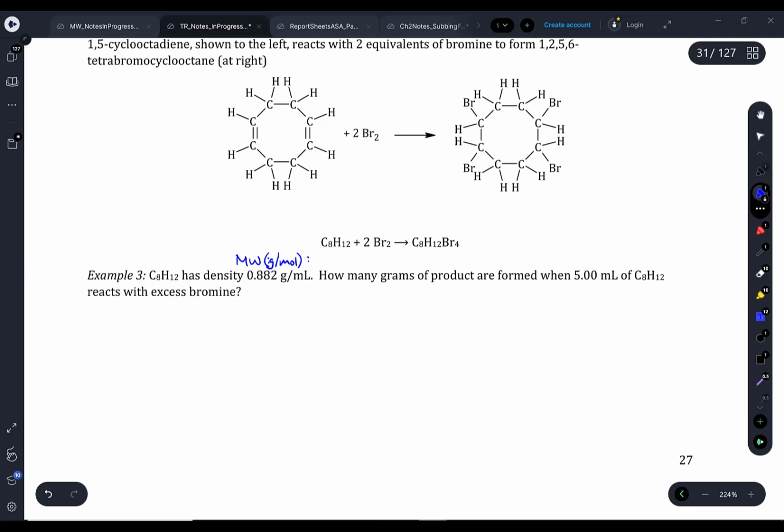Because it'll just be easier. So if we have C8H12, C8H12 is 12.01 times 8 plus 1.008 times 12. I'm getting 108.18, yes.